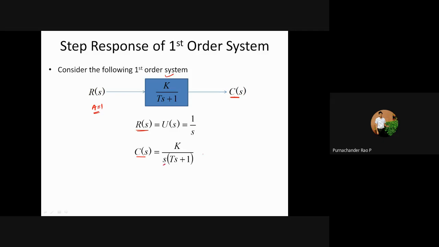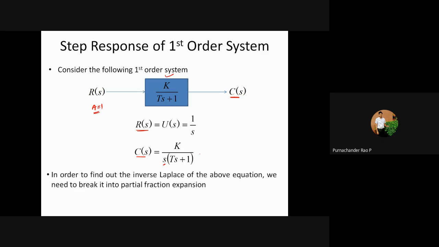Then we need to take the partial fractions. By using partial fractions, you can write this as A by S plus B by Ts plus 1. We need to find the values of A and B with the help of this partial fractions approach. Then you are going to get A is equal to K and B is equal to minus K into T, and we substitute these here for C of S.